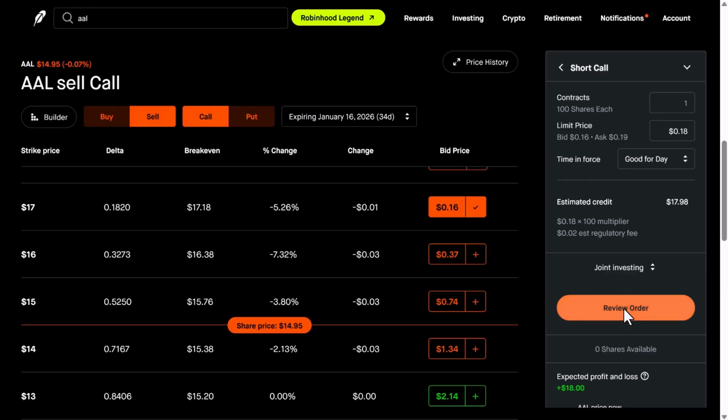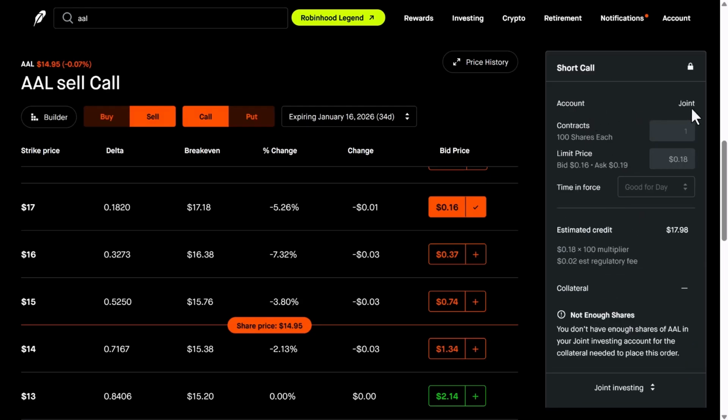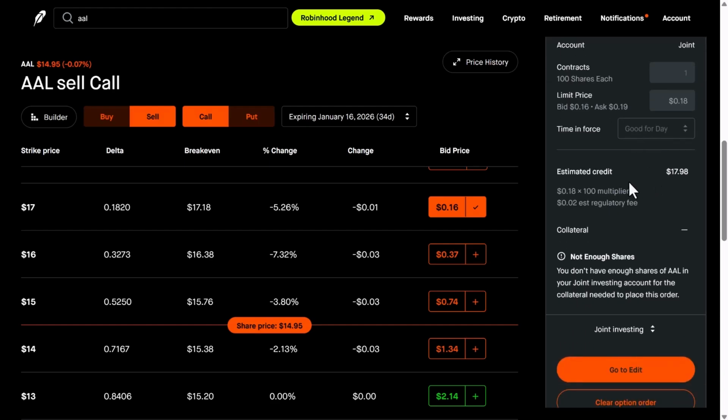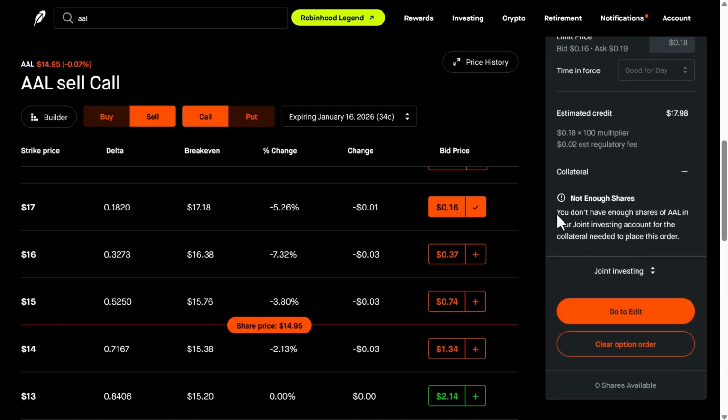So let's go ahead and review the order. So the account that we're in, 100 shares, one contract, good for the day, credit. Now here is a problem. I don't actually own any American Airlines shares in this account. So I can't actually complete this. But this is to the point where I would complete it. If I did have 100 shares, this message would say, you're agreeing to sell 100 shares of your American Airlines stock between now and January 16th. And this would say submit.